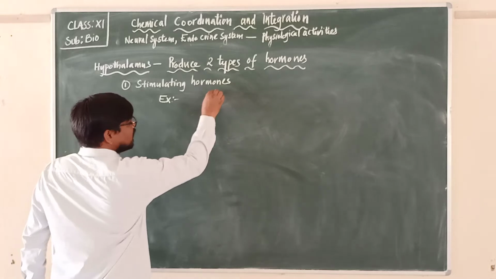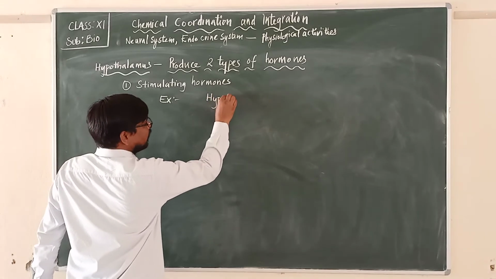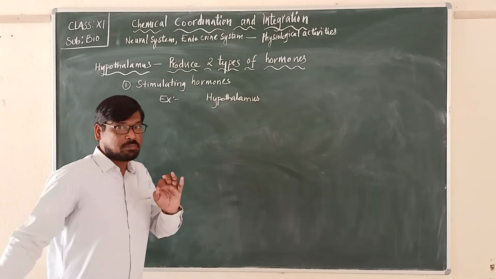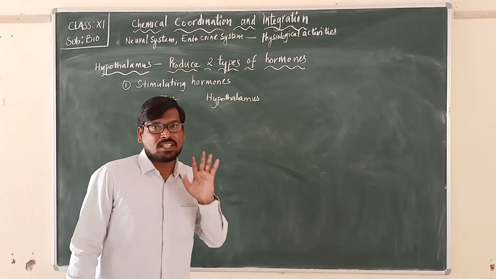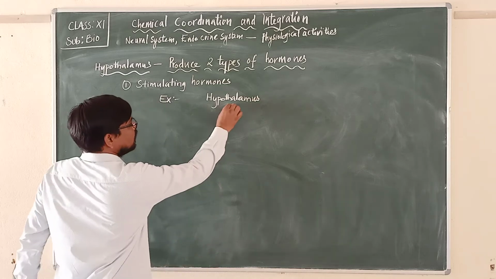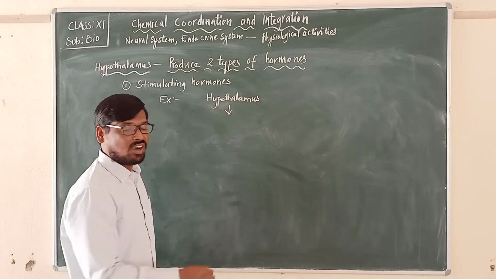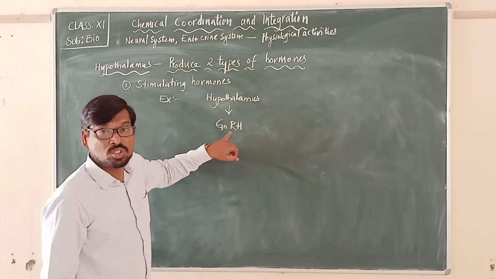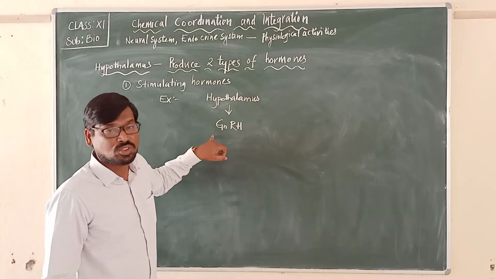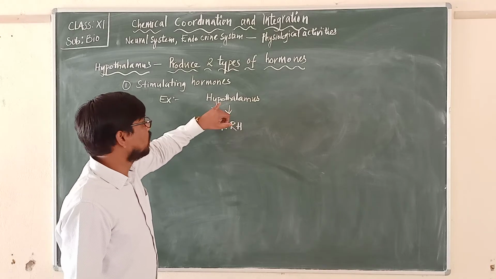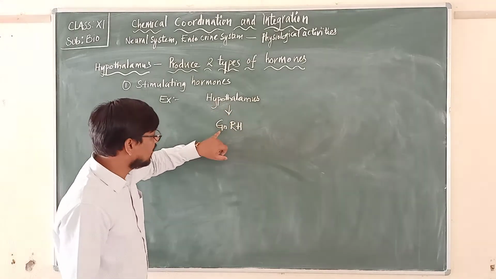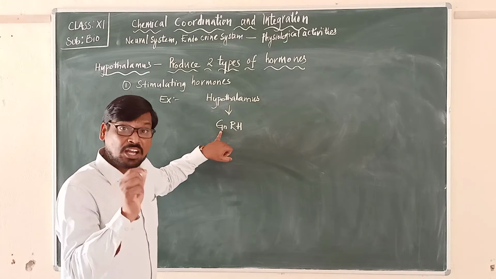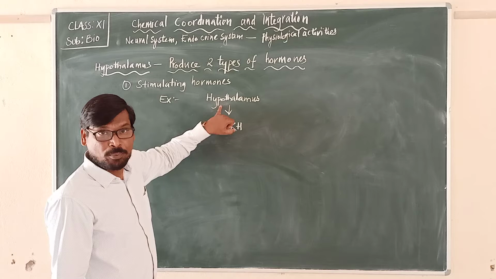So here, let us take the hypothalamus region. The hypothalamus is releasing hormones called releasing factors. The hypothalamus is producing one hormone called gonadotropin releasing hormone. Gonadotropin releasing hormone is produced from the hypothalamus. So here, gonadotropin releasing hormone is a releasing factor, a hormone produced from the hypothalamus.